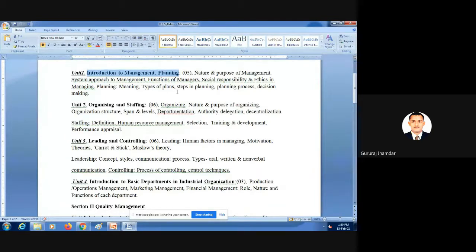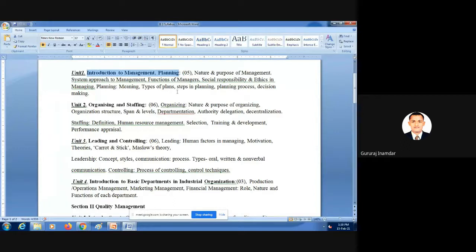Now, the functions of managers. This is very important, and it is a goal of this chapter. We have to study what the functions and roles of a manager are. We say that we should become a good manager, but there are rules, so according to those rules and functions, we have to start this chapter.